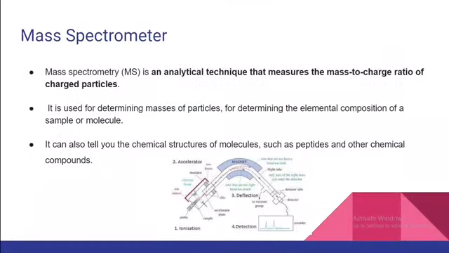Mass spectrometer. Mass spectrometry is a technique that helps us measure the mass to charge ratio of charged particles. It is used to determine the masses of the particles present in a sample of a compound or a molecule and helps us determine the elements present in it. It can also tell us the chemical structures of molecules such as peptides and other chemical compounds.